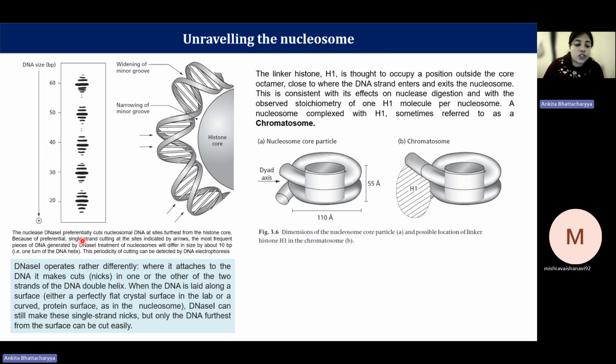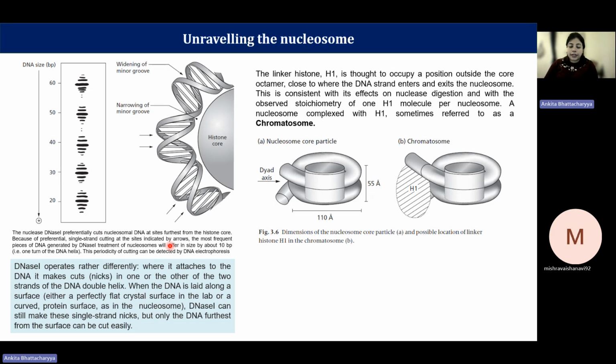Because of this preferential single strand cutting at the sites indicated by arrows, which are majorly these regions, like you can see here, the most frequent pieces of DNA generated by DNase 1 treatment of nucleosomes can actually differ in size by around 10 base pairs, that is every turn of the DNA double helix. This periodicity can actually be detected by electrophoresis, and that will indicate how long that DNA actually is.